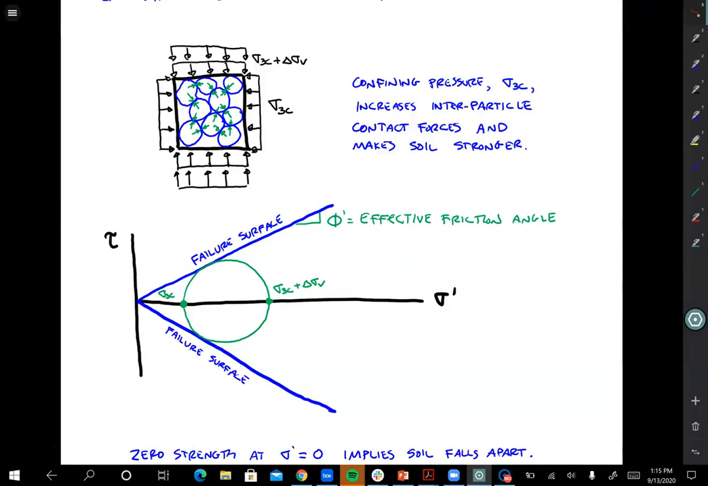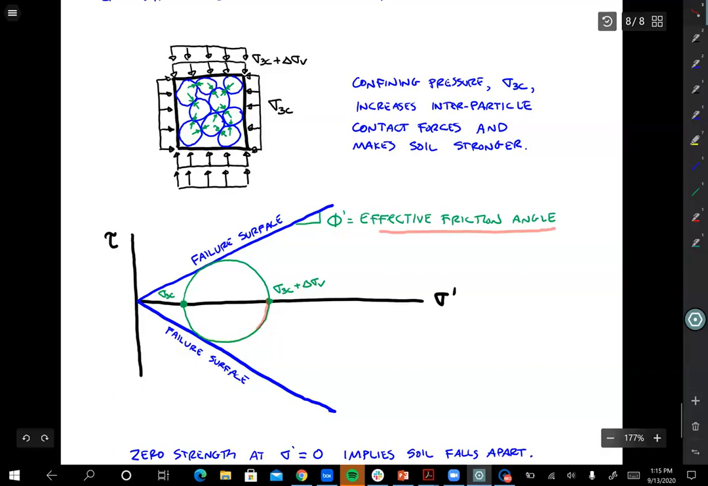The yield surface looks a lot like the sliding block yield surface. Now I'm plotting tau versus sigma prime, so this is more circle space. And we end up with this blue line for the failure surface. And then, of course, there's a mirrored blue line down here that is also the failure surface. And any Mohr circle that you draw that goes tangent to that surface is going to be at a failure condition, right? And then the slope of that failure surface is the effective friction angle.